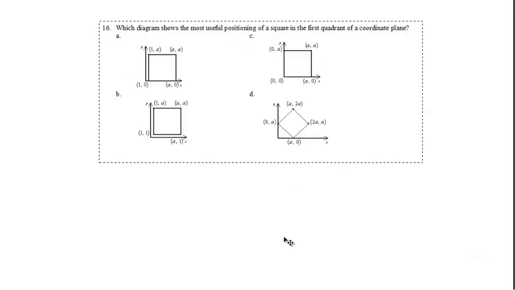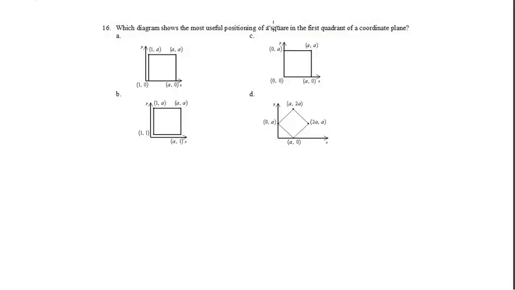Okay, let's look at this one. Which diagram shows the most useful positioning, again, of a square in the first quadrant? Well, what I like to do is rule some out. This one is not on the x and y axis. So we're talking about useful positioning. This one's on the x-axis but not on the y-axis. I'm going to rule those out right away.